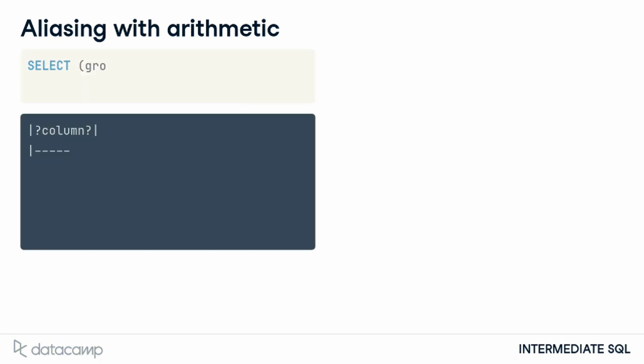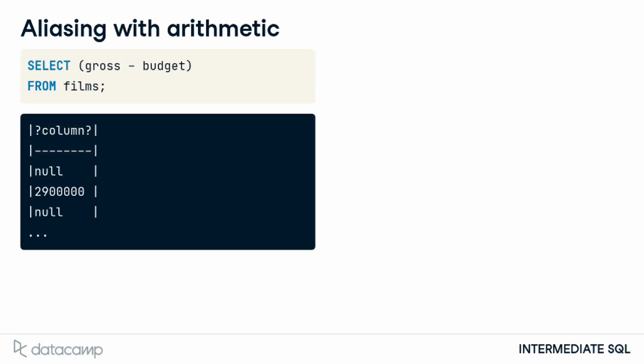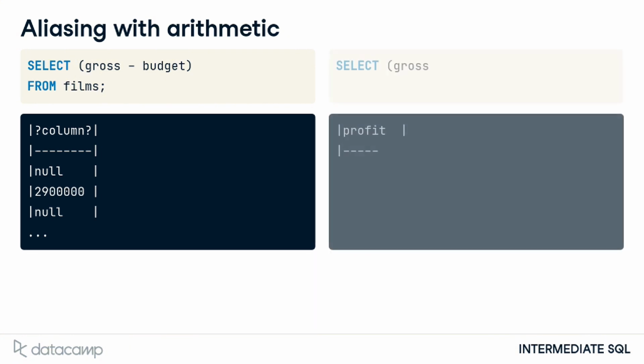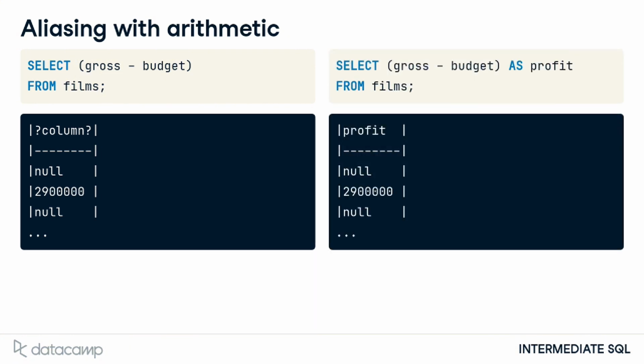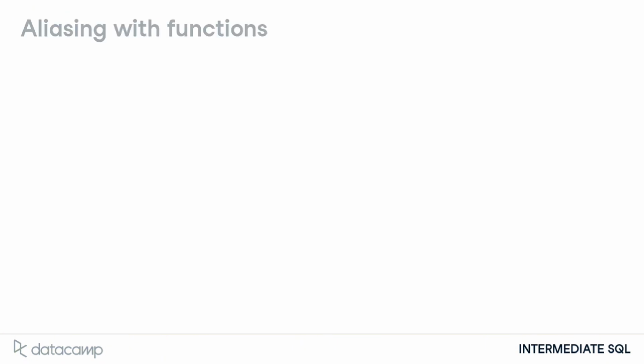Here we have selected the gross, how much the movie made, minus the budget, how much the movie cost, from our films table. The result is the amount of profit. Notice that the query's result doesn't give us a defined field name. We will always need to use an alias when summarizing data with aggregate functions and arithmetic.